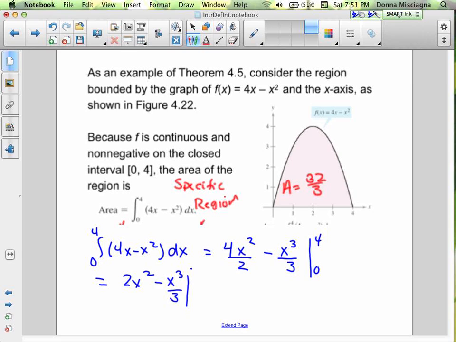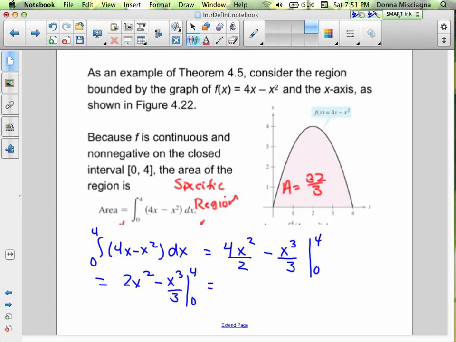Now we have two terms. You got to be careful with your order of operations. All right, so now I'm going to plug in the 4 everywhere, and then we're going to plug in the 0 and subtract. Of course, plugging in the 0 is quite easy on this one. But what if it were a 1 or something like that? Then we have to be careful with our order of operations.